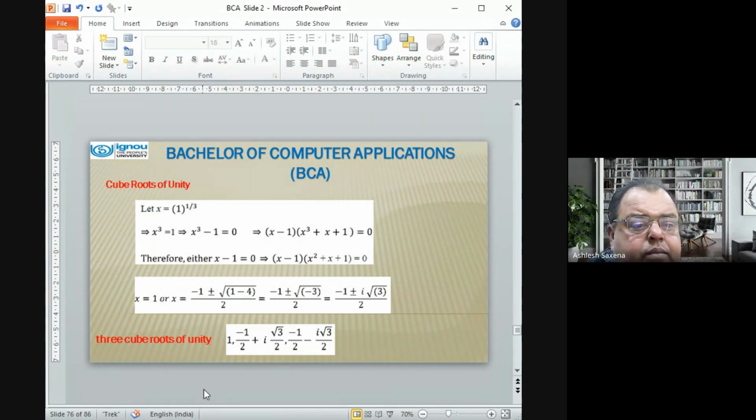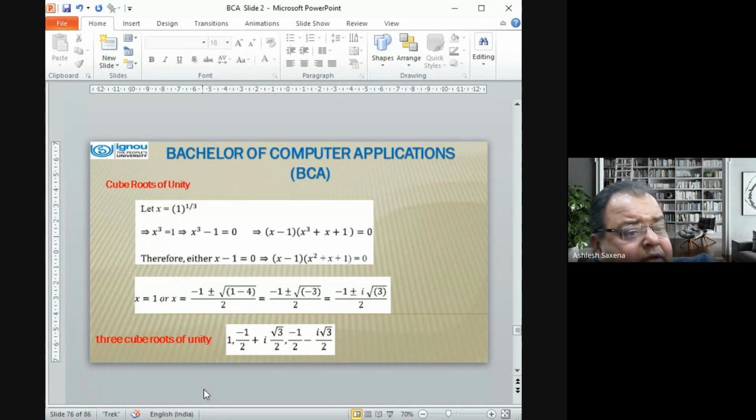Now we move to cube root of unity. Cube root of unity is similar to what we can write as square root of unity. Square root of unity means 1 power 1 by 2, and cube root of unity means 1 power 1 by 3. So we have x is equal to 1 power 1 by 3. So we will be doing cube of it.